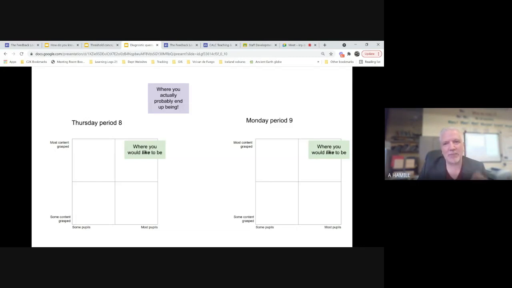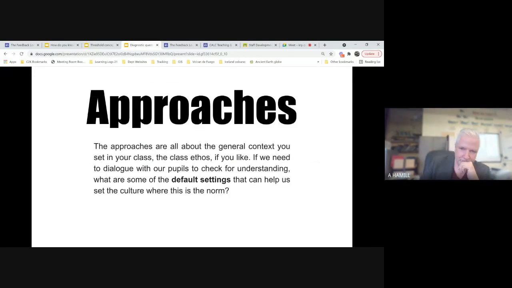That's circling back, and I need to diagnose Monday period 9 how much of that content is still there Thursday period 8. How can I do that? I can do retrieval practice at the start of the lesson. I can do quizzes, questions, any number of methods, but my goal is to know, am I ready to move on? Have I left people behind? And it's so vital that we know that.